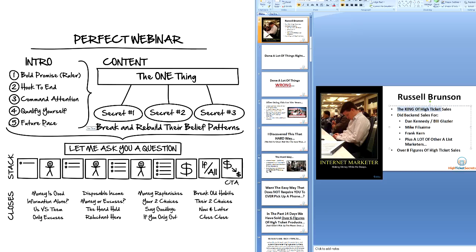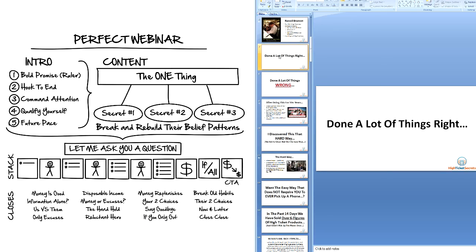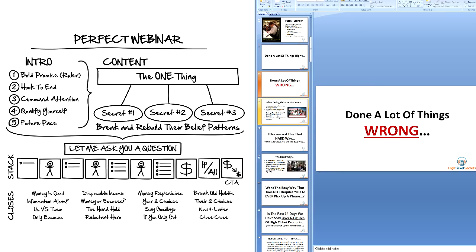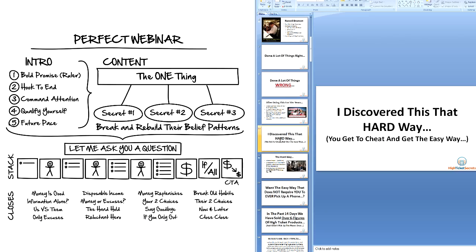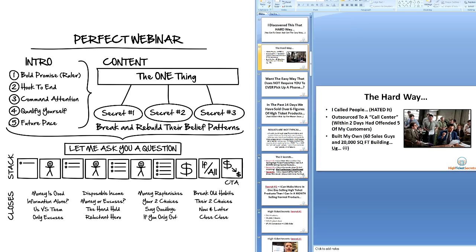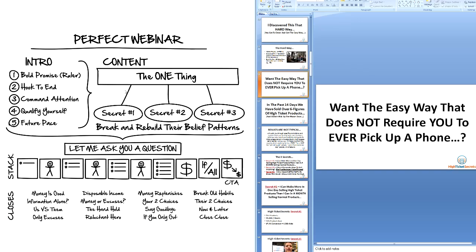From there, I like to future pace. Some of these slides are still me qualifying. So here's my qualification: I did a lot of things right and a bunch of things wrong. After doing this for 10 years, this is what I figured out, and it leads back into my content. I discovered it the hard way, but you're going to have a chance to cheat. Again, here's the hard way I did it. It was really hard and frustrating. Boom, and then this is where I switch to future pacing.